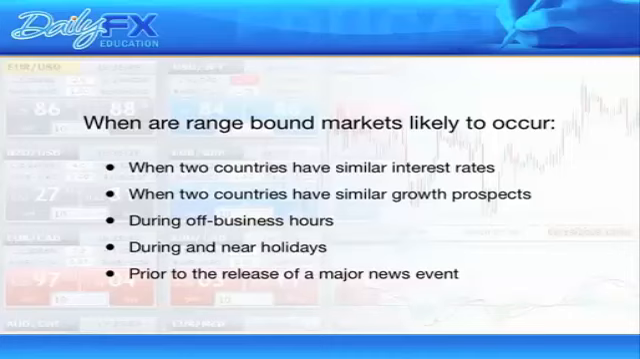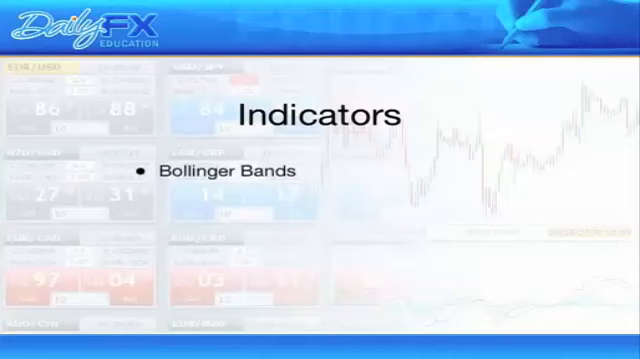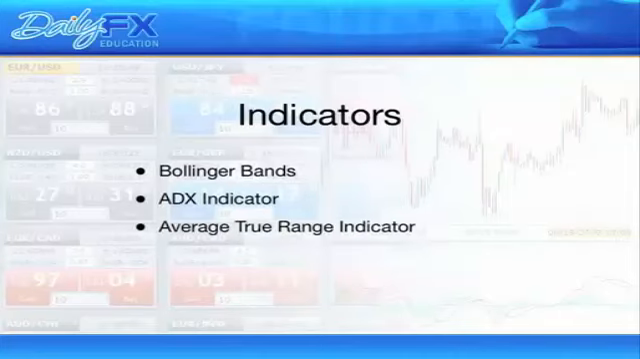Now let's move on to discuss a few technical indicators that we can use to help identify range-bound trading environments. The three indicators that we will explore in this video are Bollinger Bands, ADX, and the average true range indicator. In addition to helping us locate range-bound environments, Bollinger Bands can also help us at times find our entries and exits. The ADX indicator and average true range indicator are good supporting tools, but they cannot actually help us fine-tune our entries and exits, as we'll see a little bit later. Let's begin with Bollinger Bands.